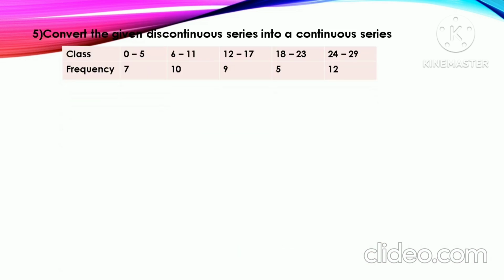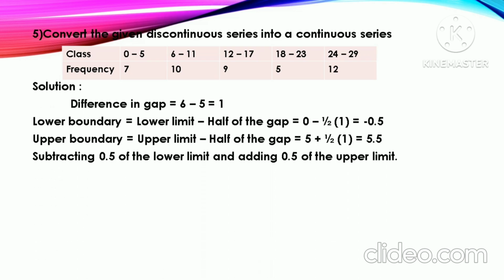Convert the given discontinuous series into a continuous series. The data is given. For this, we first find the gap. The formula is the lower limit of the second class minus the upper limit of the first class. Here we are considering 0 to 5 and 6 to 11. The lower limit of the second class is 6 and the upper limit of the first class is 5. So the difference gives 1.